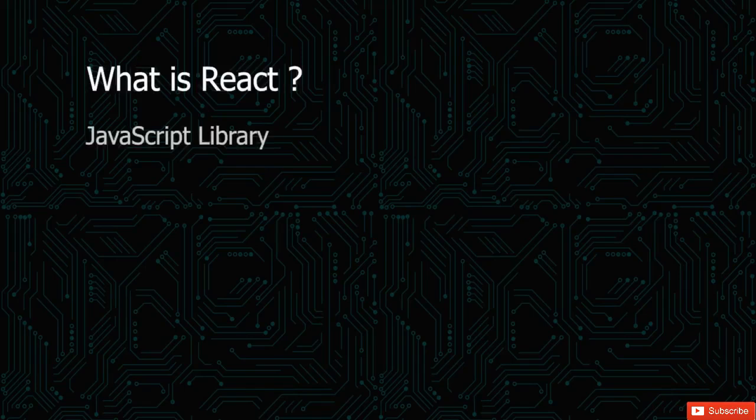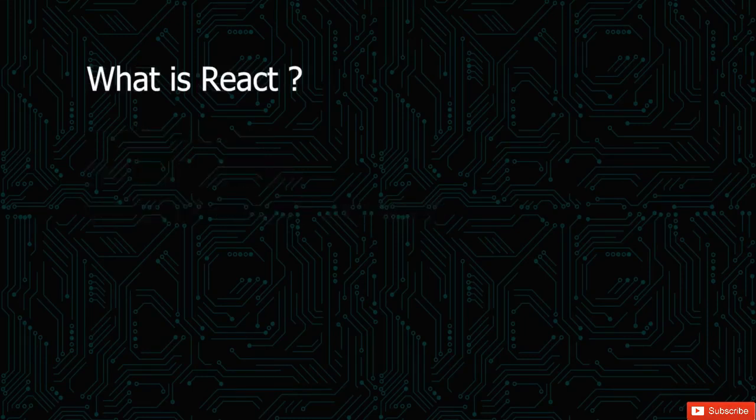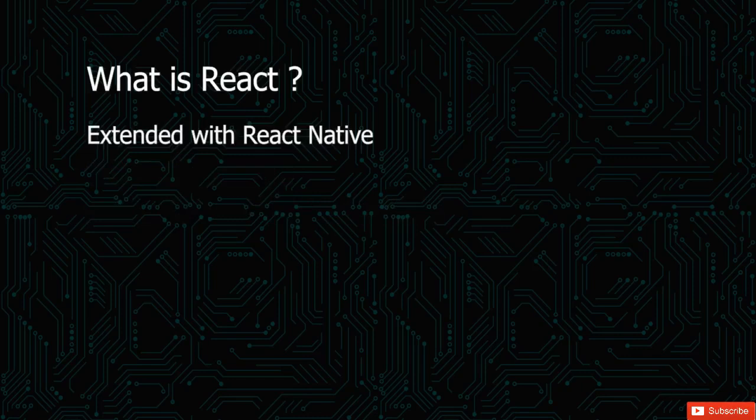React is a JavaScript library which was created at Facebook. In March 2013, React was made open source. Later, React has been extended with React Native. React Native is a tool that allows you to create native mobile applications. For every tool, there is a documentation. So does React. You can visit the React documentation on the website ReactJS.org.